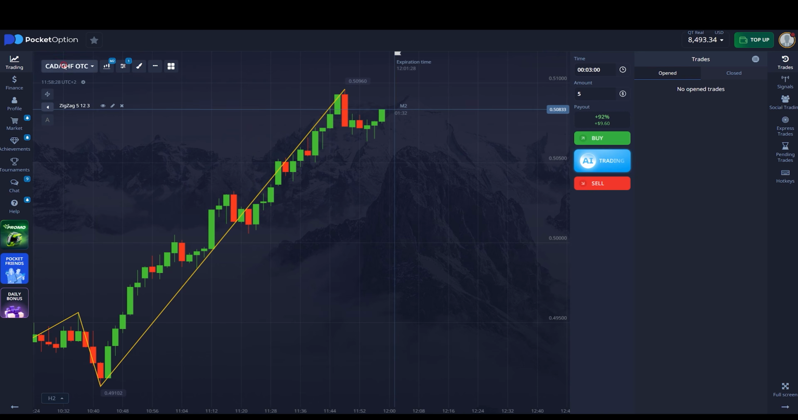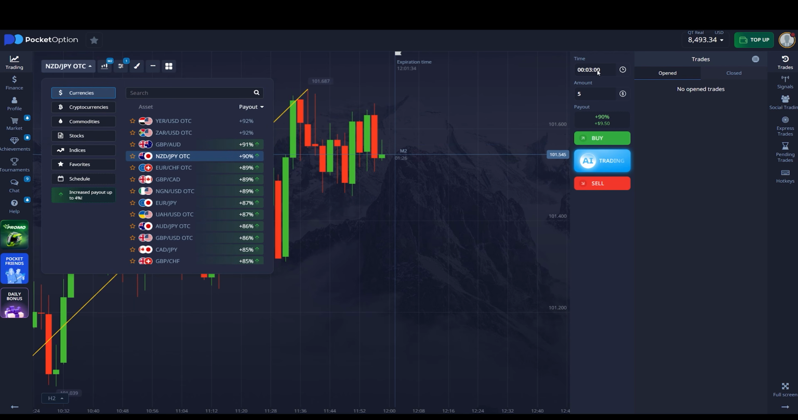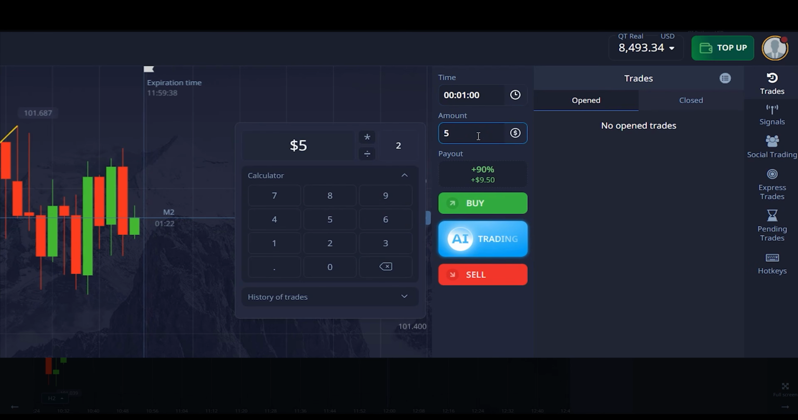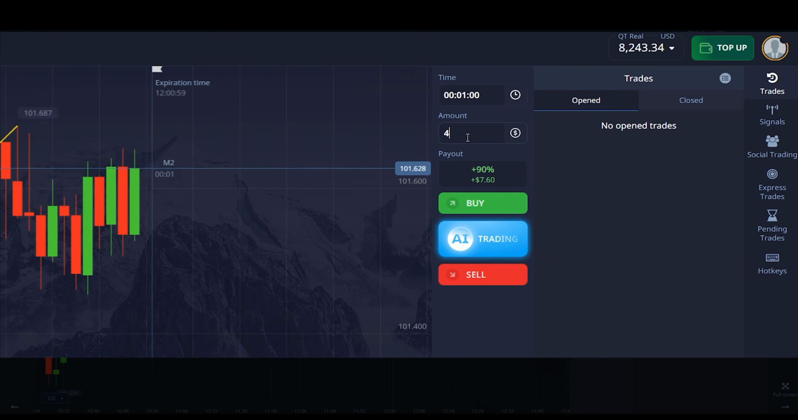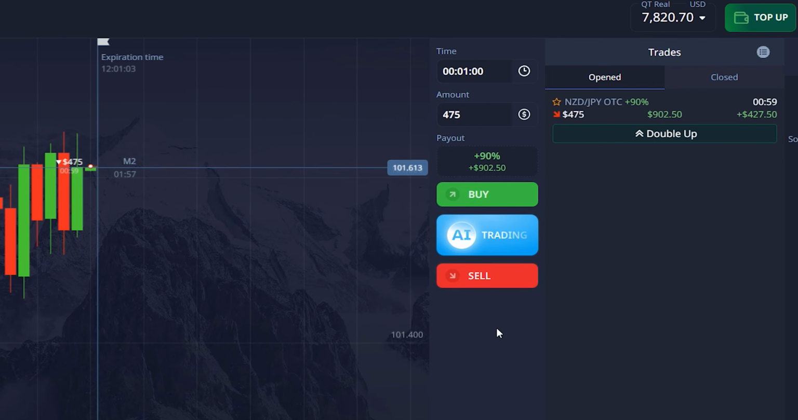We go to Pocket Option and choose between the regular market and OTC. Then we select a currency pair. We set the trade time to 1 minute and select our bid amount. We open a trade for buy or sell.